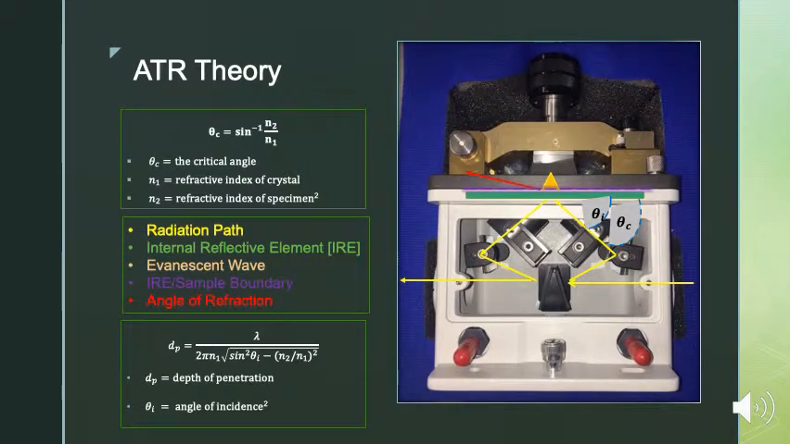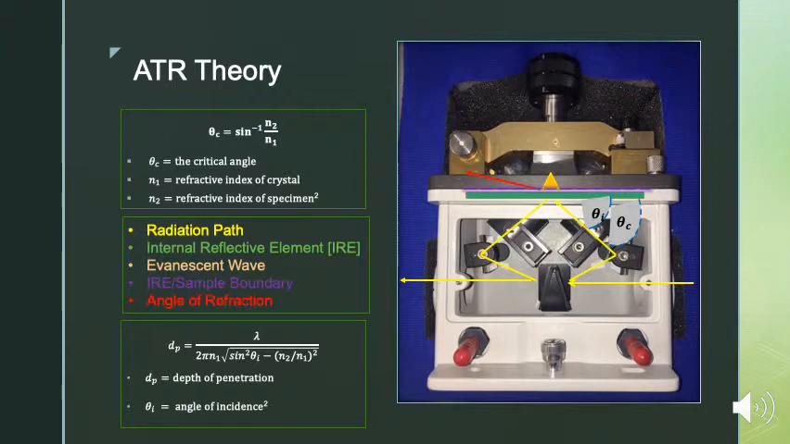Now, for ATR, an additional aspect is observed. In transmission mode, the IR radiation would pass straight through the specimen and be attenuated by the specimen absorptivity. But in ATR, the IR radiation is reflected by a series of mirrors towards the internal reflective element, or the IRE, which in this case is a diamond window. Once it reaches the IRE, some of it is reflected away and some of it is refracted out past the IRE, and some into it.